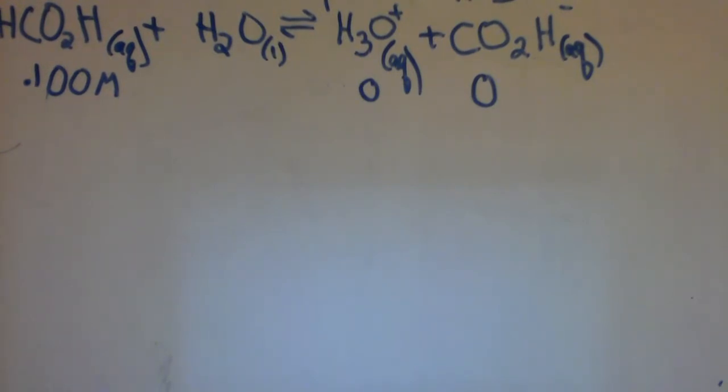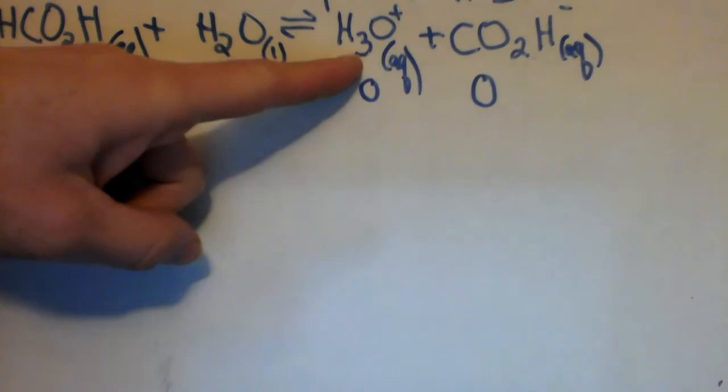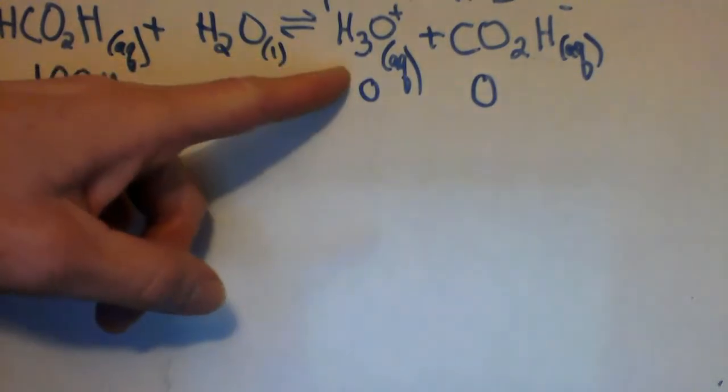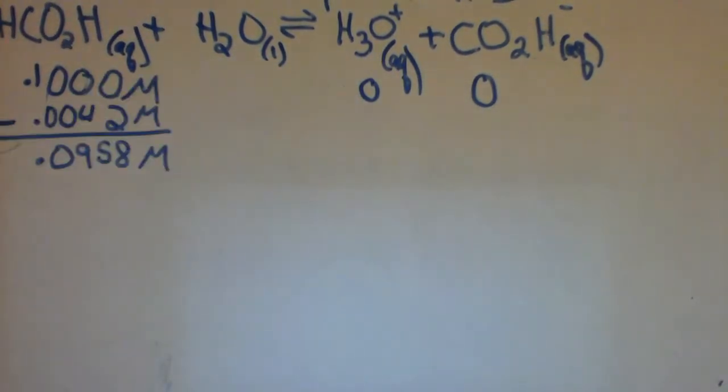Now, as this reaction proceeds, some of this formic acid is broken down into hydronium and the conjugate base. Therefore, the amount of formic acid as a whole unit in the water has decreased. We can tell how much it has decreased by subtracting the concentration of hydronium. So we see that after the formic acid dissociates, it has given up 0.0042 molar of itself, and the amount that's left is 0.0958 molar.